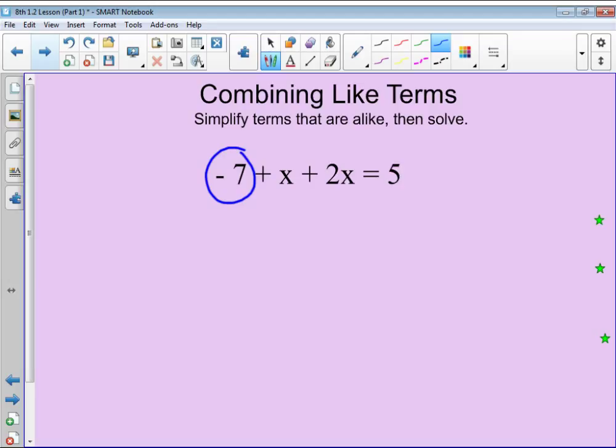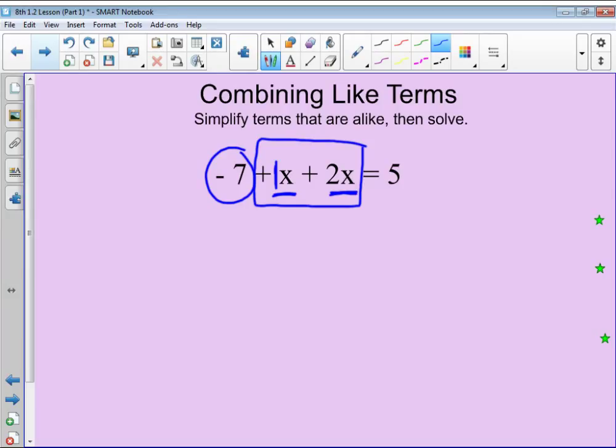There's no label on it, okay? This x is the same as saying a 1x. Okay, these two have the same label. Okay, they have that same variable sitting behind them. So when I go through to work this out, I need to simplify these together and put them together so that I'm not looking at so much on that left-hand side of the equal sign.